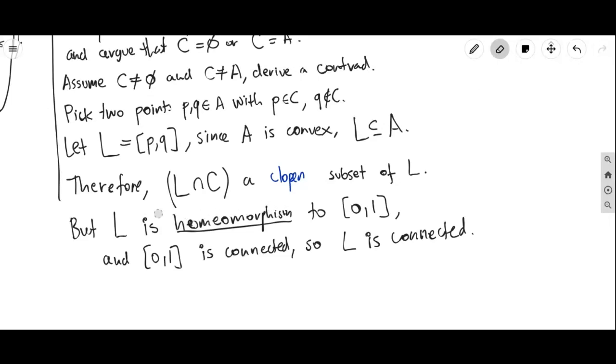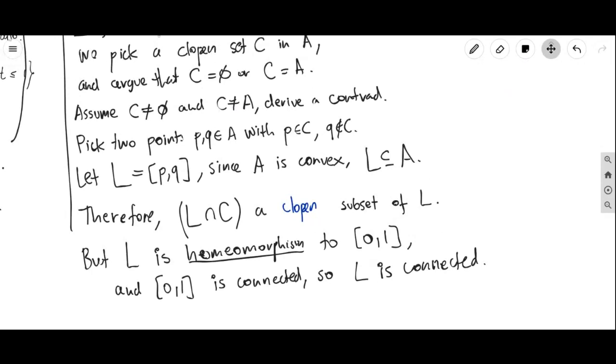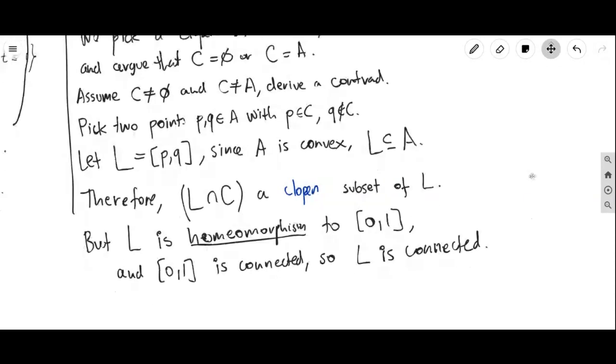So there's two things you need to show. You need to show that L is homeomorphic to 0, 1. That's not particularly difficult. You have to create that continuous bijection with a continuous inverse. And then the second thing you have to show is that connectedness is a topological invariant, which means that if two spaces are homeomorphic and one space is connected, then the other space is connected. That's actually also very easy to show. So assuming that fact, L is connected, okay?